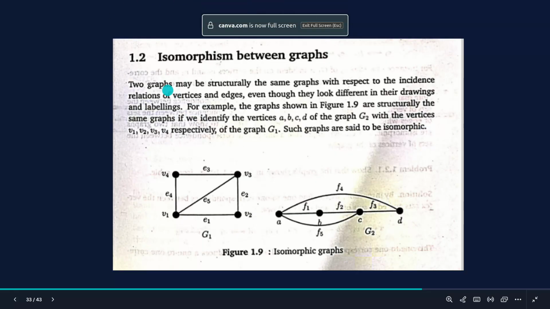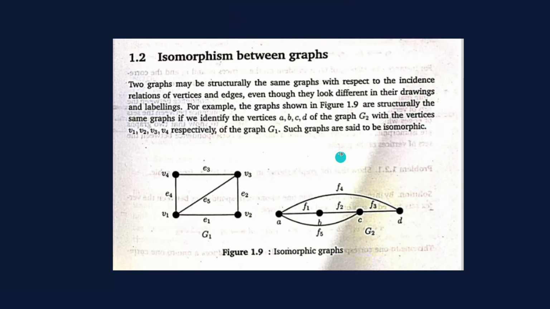So here we're going to talk about isomorphism between two graphs. Given two graphs G(V, E) and G'(V', E'), these graphs are said to be isomorphic if there is a one-to-one correspondence between their vertices and between their edges.